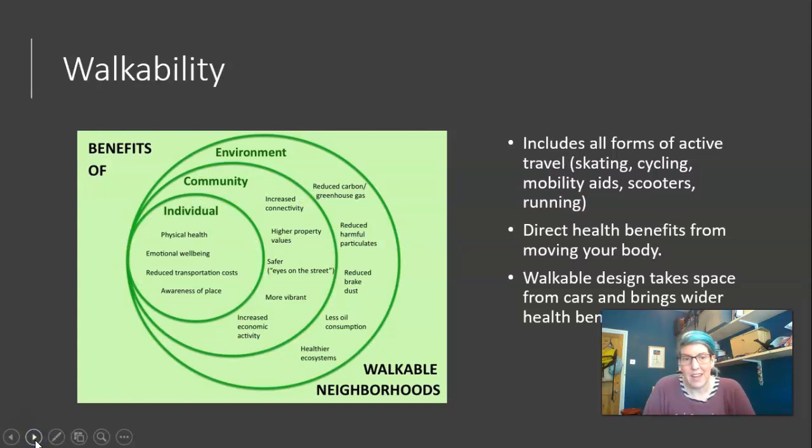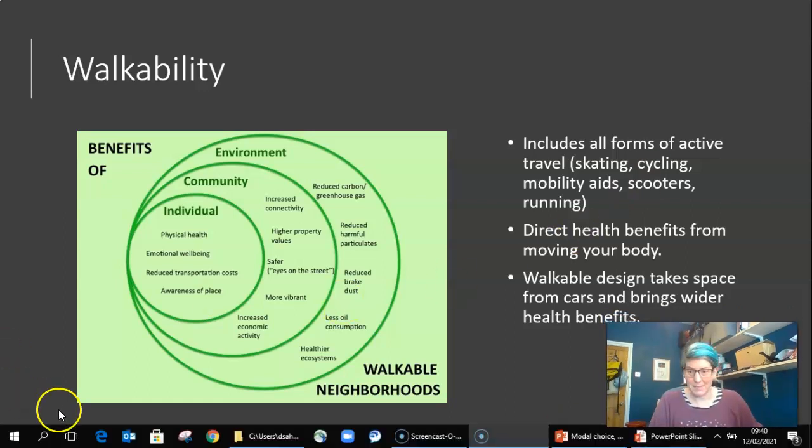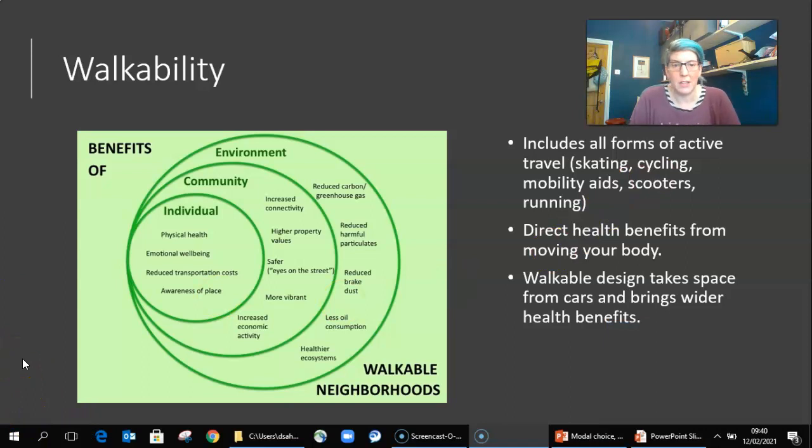Walkability, as a kind of catch-all term, is really gaining a lot of traction as an idea. Walkability as a term includes all forms of active travel. So we're not just talking about walking, we're skating, cycling, different kinds of mobility aids, scooters, running, kids on scooters, that kind of thing. But walkability is not only the physical infrastructure, so good paths, good connectivity, but also design that actively encourages people. People want to actually get out and walk around an area. So it's a wider urban design aspiration.